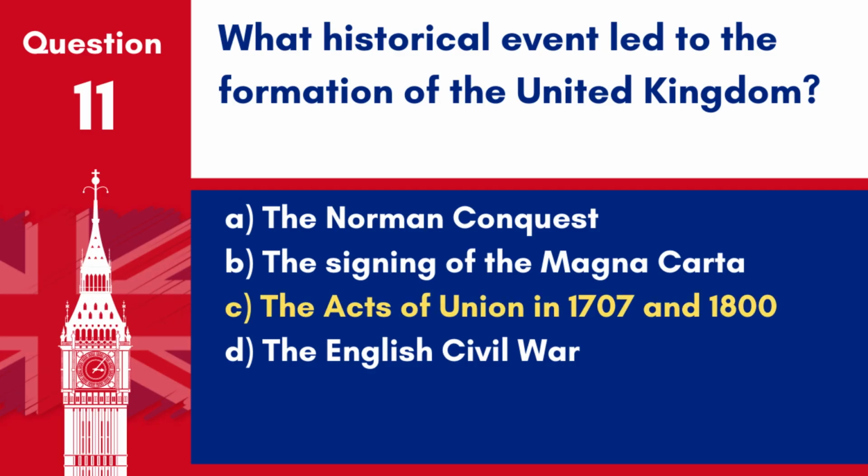Answer: C. The Acts of Union in 1707 and 1800. These acts united the parliaments and crowns of England, Scotland, and later Ireland to form the United Kingdom.